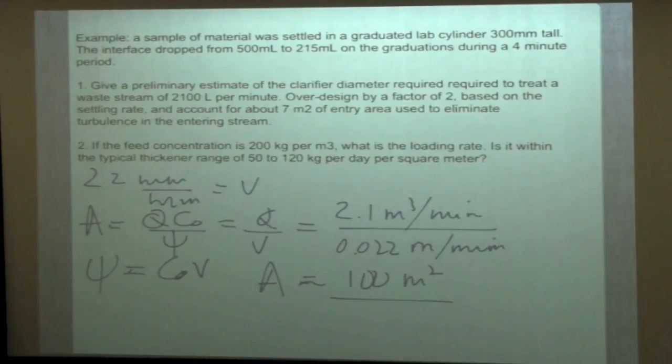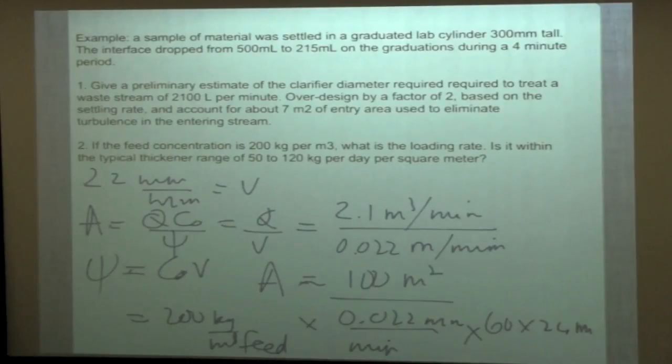So what is this vessel's loading rate? The loading rate, or psi, is equal to C0 times V. That's giving us a concentration. Concentration is given as 200 kilograms per meter cubed of feed, multiplied by the settling velocity, which is 0.022 meters per minute. But those values of loading rates are given in units of days, so just multiply that out: times 60 times 24. And that will get you your loading rate. So that will get you kilograms per meter squared per day.